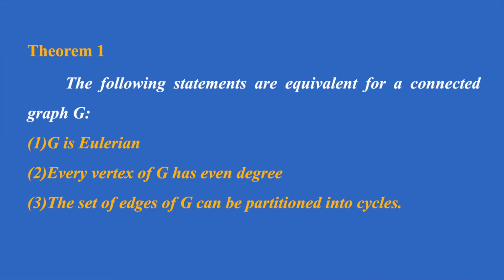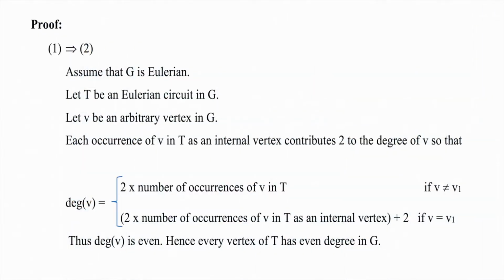Now, let us prove the main theorem which gives the answer for the question: in what graph does an Eulerian circuit exist? The theorem is: the following statements are equivalent for a connected graph G. Number 1, G is Eulerian. Number 2, every vertex of G has an even degree. And number 3, the set of edges of G can be partitioned into cycles. We shall see the proof.